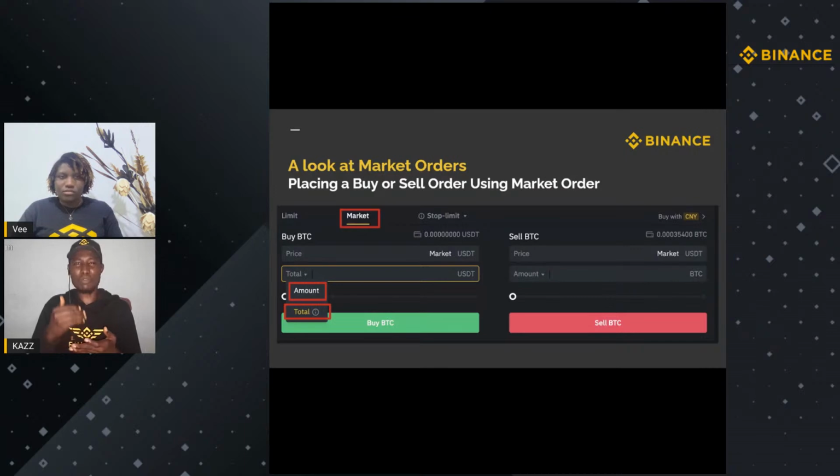So that means you are going to probably get lesser BTC, because after it fills at that 30,000 USDT, it will move up to the next available order until your total BTC is filled. So those are the kind of things you have to watch out for when you're using market order.